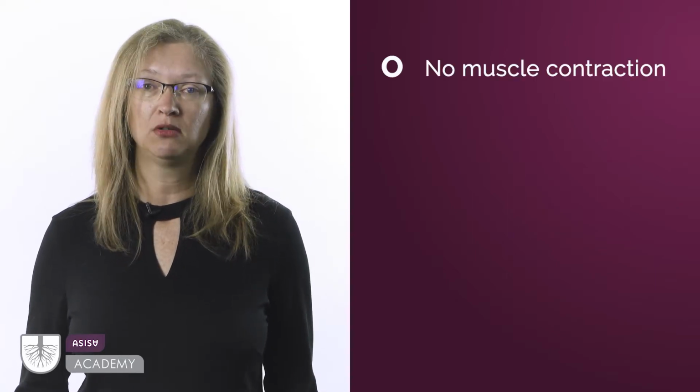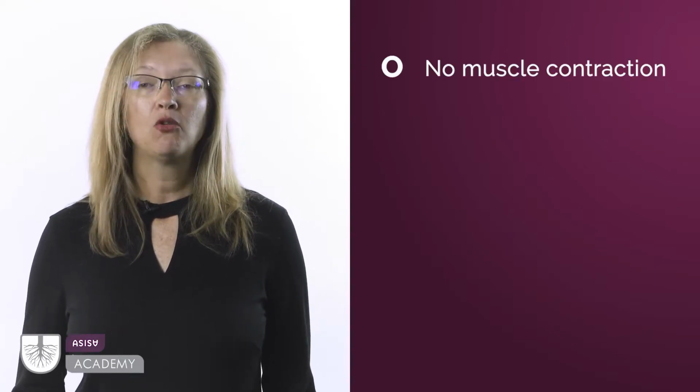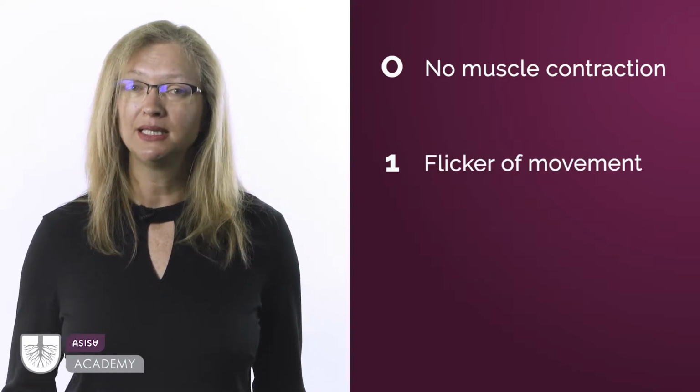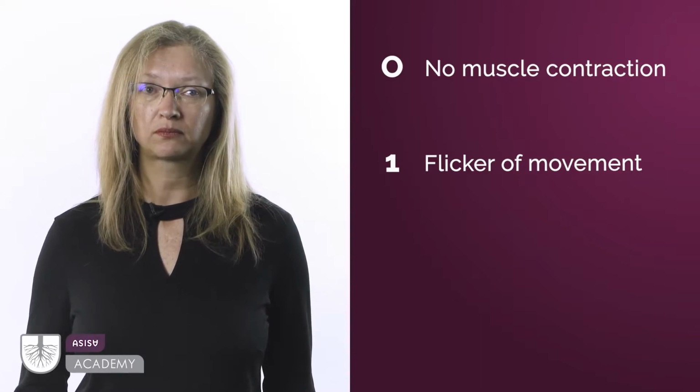Muscle strength is measured in a grading system. I want to discuss the grading system briefly because these we do see in reports often. A grade 0 is when there's no muscle contraction at all. Grade 1 is where there is a flicker of movement in the muscle, but it doesn't move the joint.